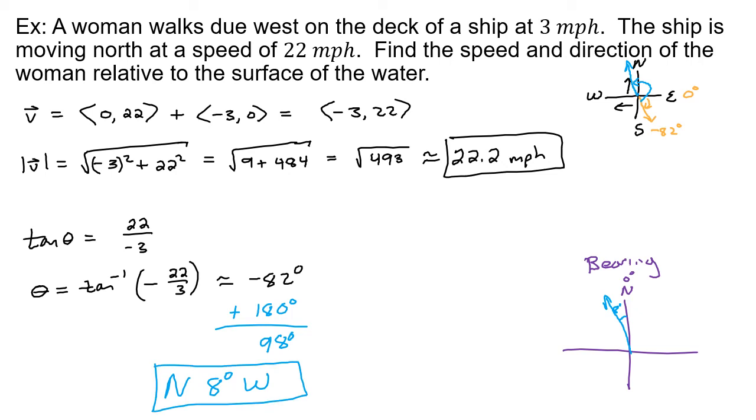Kind of depends on what the homework or the quiz or whatever would ask, whether it's in bearing or if it's just the angle itself. The angle itself is 98 degrees. She is going at the angle of 98 degrees, but that is north and then 8 degrees west. So hopefully that makes sort of sense.